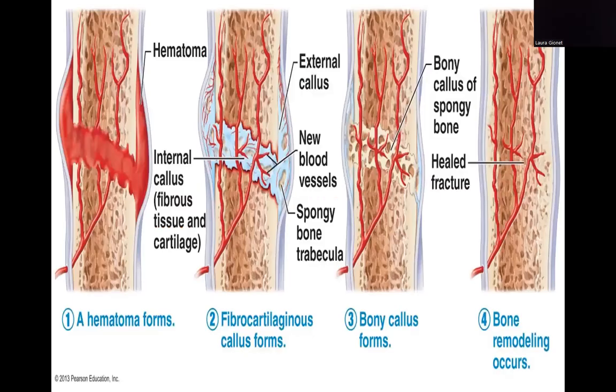back to its normal shape, right? So we start with a hematoma, you get bleeding in there, and then you have this fibrocartilaginous callus that forms. Then we replace that with bony callus and bone material. And then your osteoblasts and osteoclasts are working to lay down bone and then break down the excess bone so that it becomes as normal as possible.